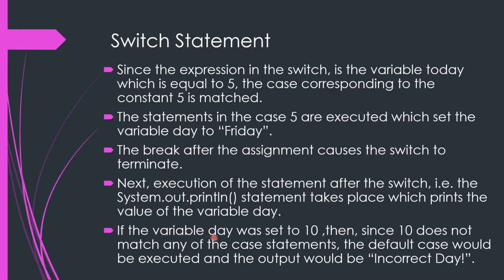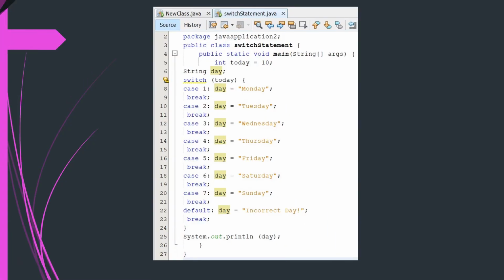If the variable day was set to 10, then since 10 does not match any of the case statements, the default case would be executed and the output would be incorrect day. Now, if we change the value of today from 5 to 10, then since these values are from 1 to 7, it will match none of the values, and we have read that when none of the values are matched, the statement in the default part is executed.